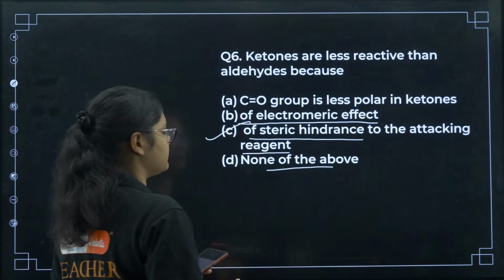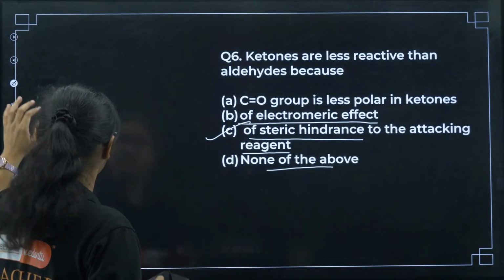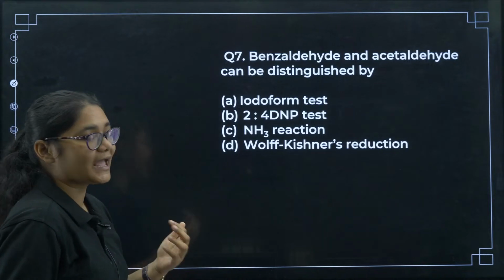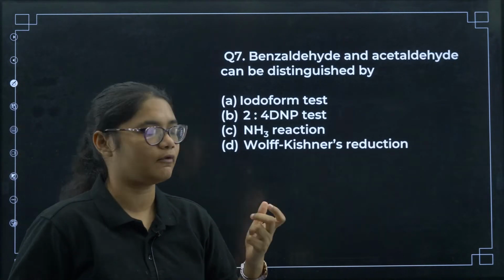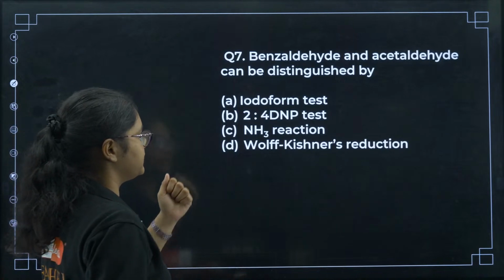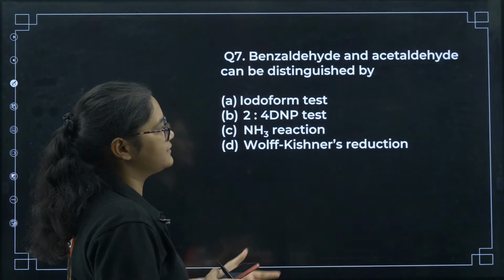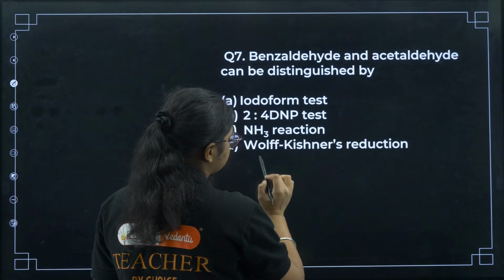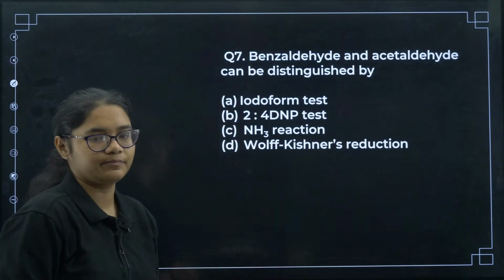6C, yes, that is correct. Because of steric hindrance, the reactivity will be less. Next, benzaldehyde and acetaldehyde can be distinguished by. Okay, so how can you use to distinguish between them? Benzaldehyde and acetaldehyde. You have iodoform test, 2,4-DNP test, NH3 reaction, Wolff-Kishner reduction.